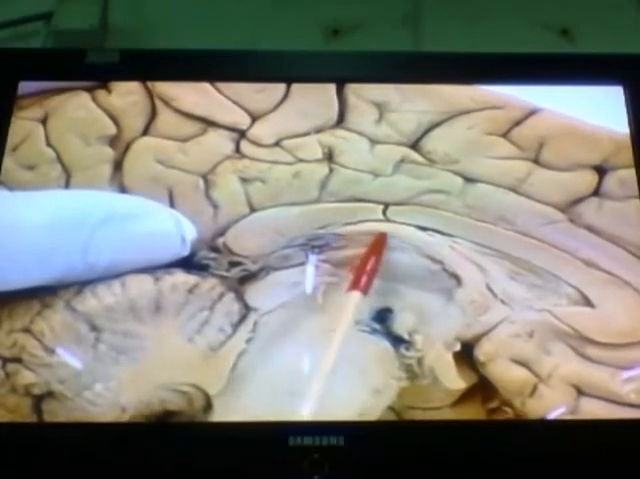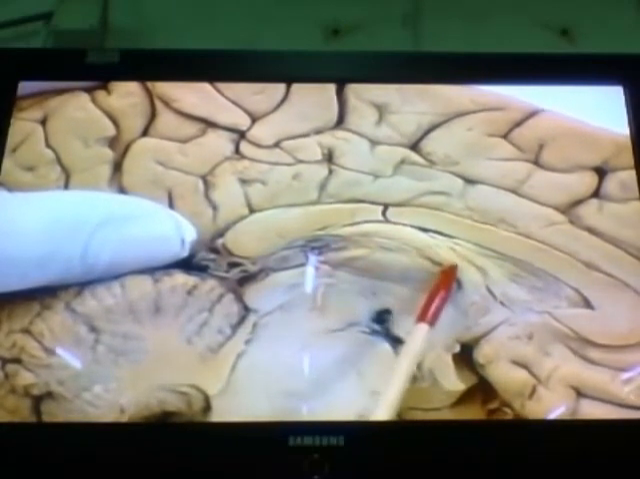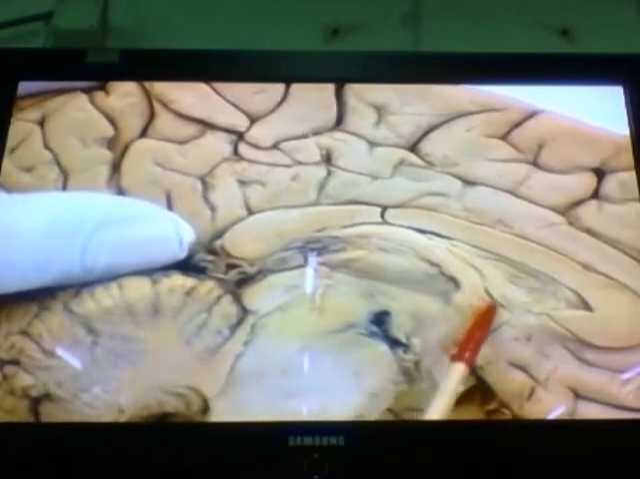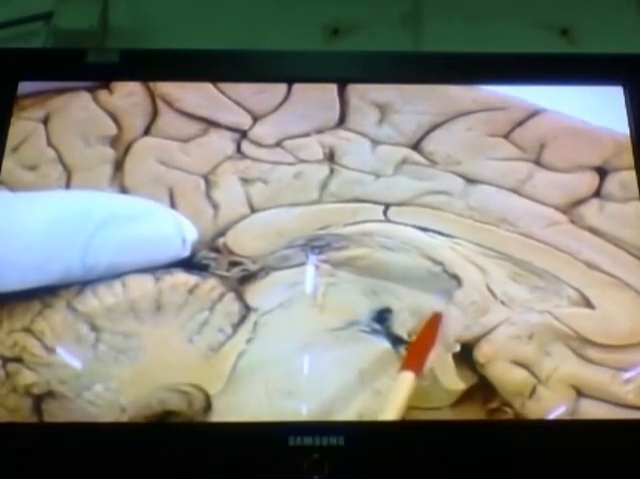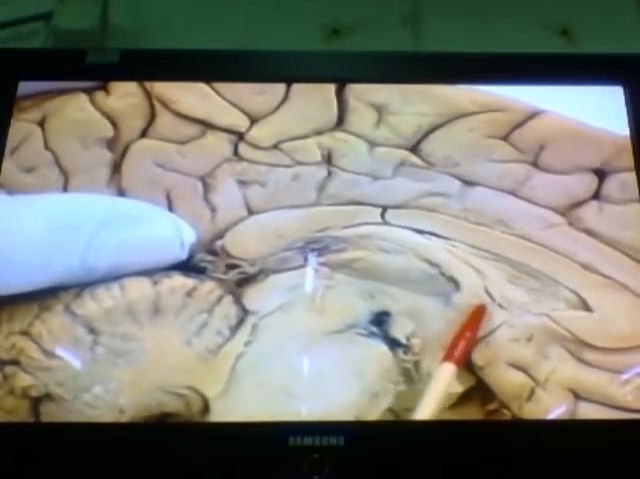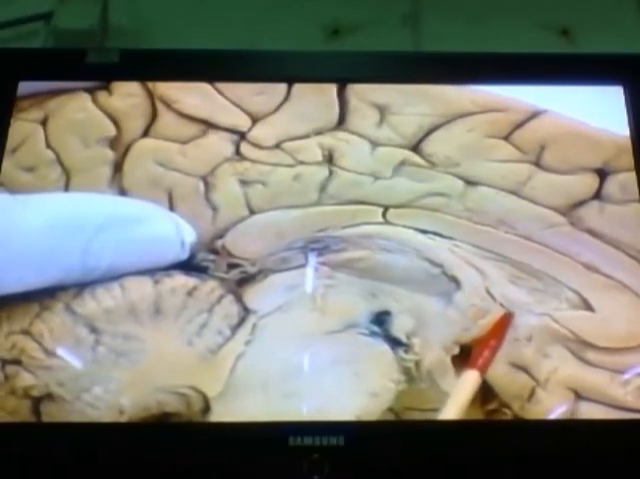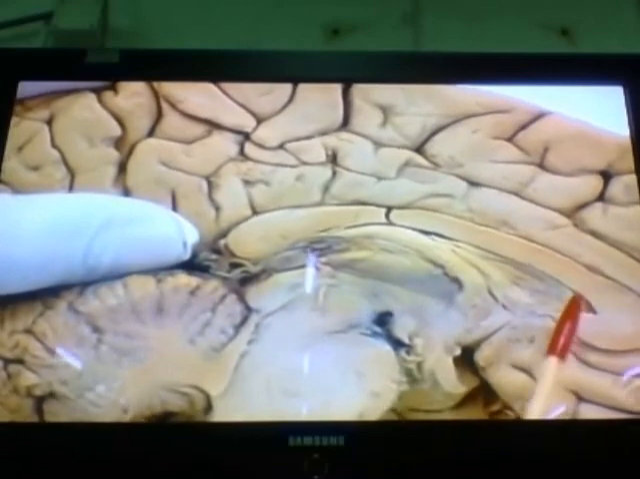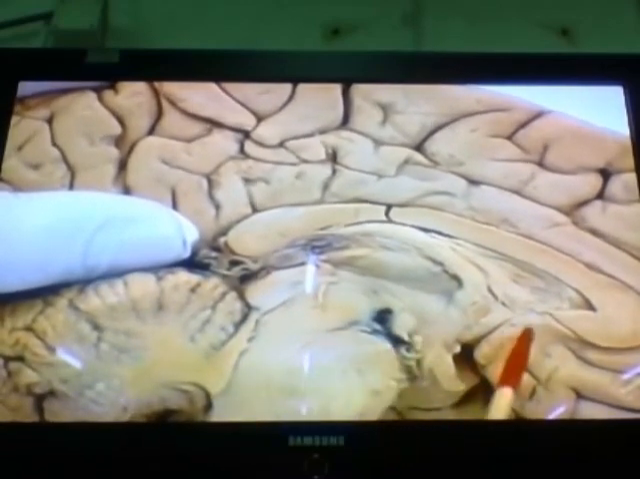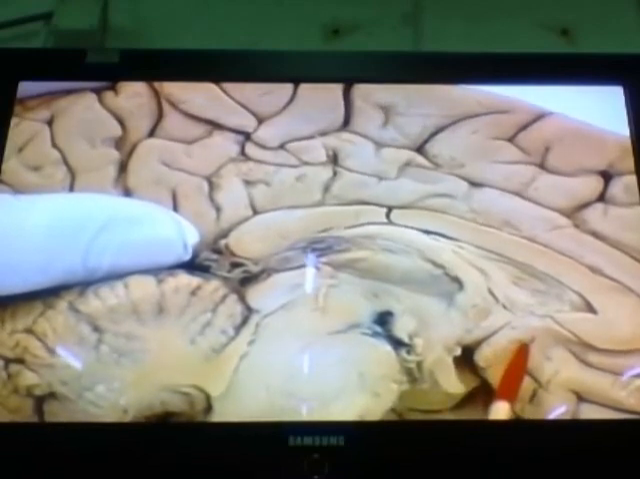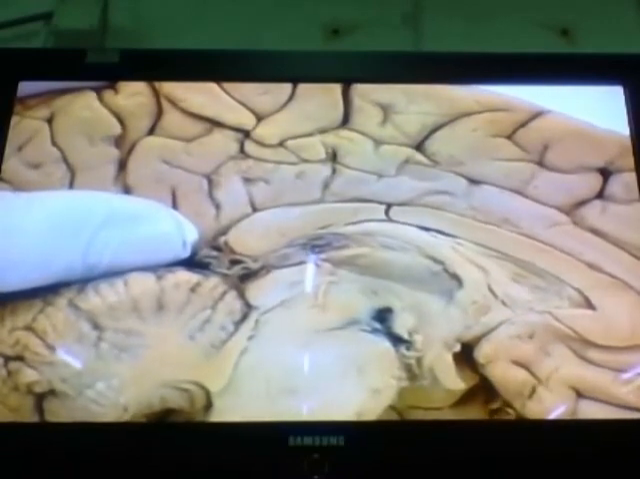When you trace the fornix around, which is coming from the hippocampus, it will divide into fibers that go above the anterior commissure and fibers that go posterior to the anterior commissure. These fibers that are going above will be called precommissural fibers. So the fornix connects the hippocampus not only to the mammillary body but to the septal area. Okay, that's the septal area.